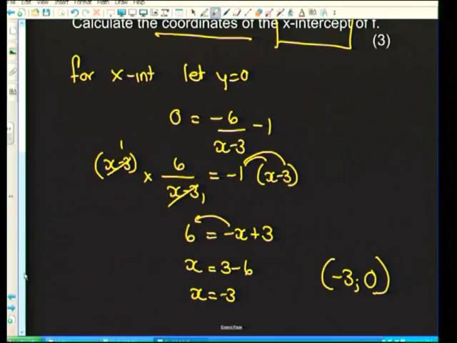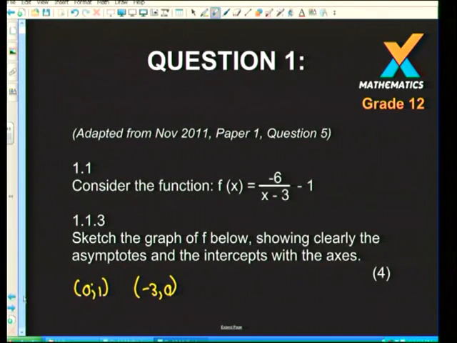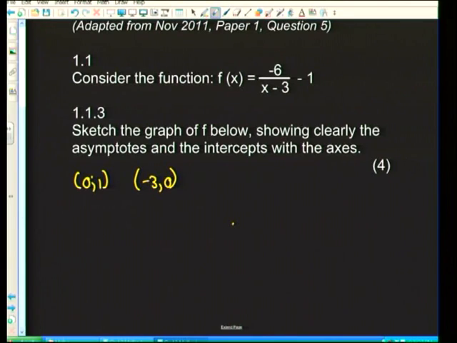So far, we haven't even worried about what kind of graph all this is. We had to find an x and y-intercept, and there's no difference between the graphs in how we go about that. So in the light of that, we're going to take those facts across: 0, 1, and minus 3, 0. I always like to carry the question down so that it's easy for me to refer to it. I don't have to go reworking out anything. Now it says, sketch the graph of f below, showing clearly the asymptotes and the intercepts with the axes. Well, here are our intercepts.